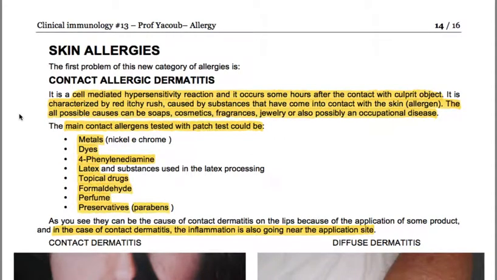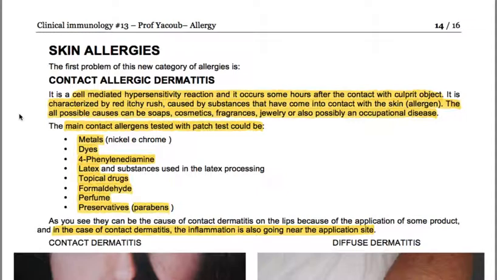So, skin allergies. We have contact allergic dermatitis, which is a cell-mediated hypersensitivity reaction, and it occurs some hours after the contact with the culprit object. It's characterized by a red itchy rash caused by substances that have come into contact with the skin, so an allergen. The possible causes can be soaps, cosmetics, fragrances, jewelry, and also possibly an occupational disease.